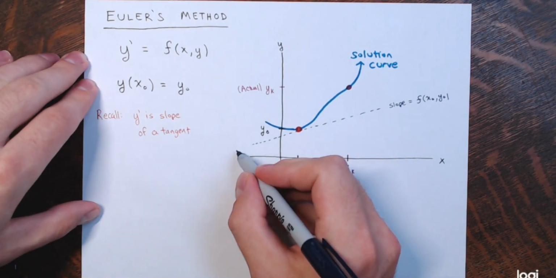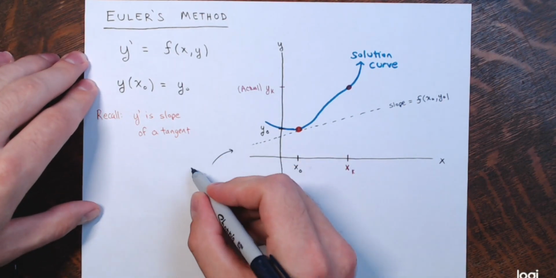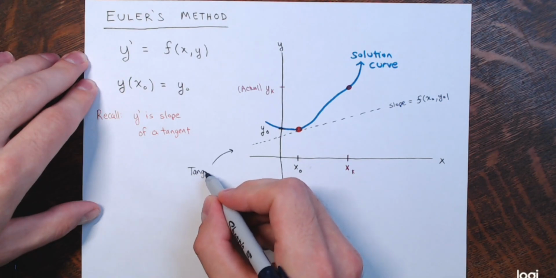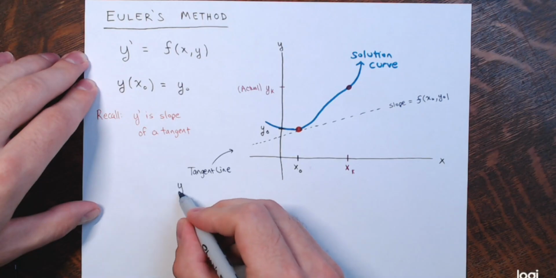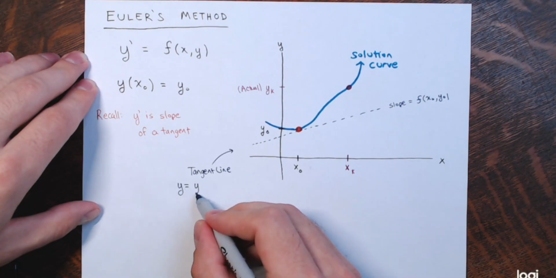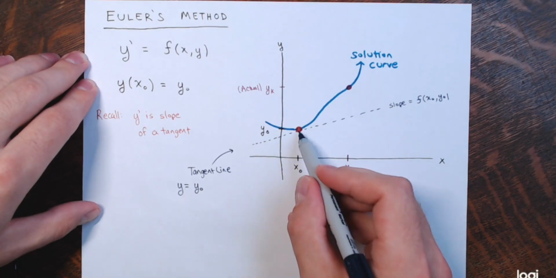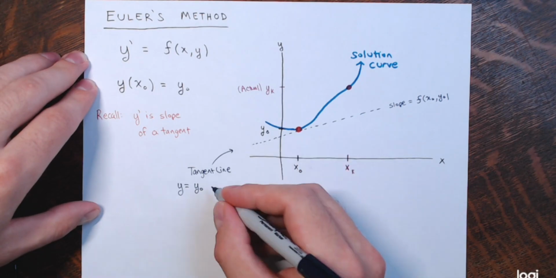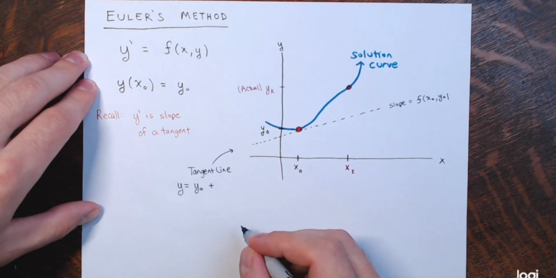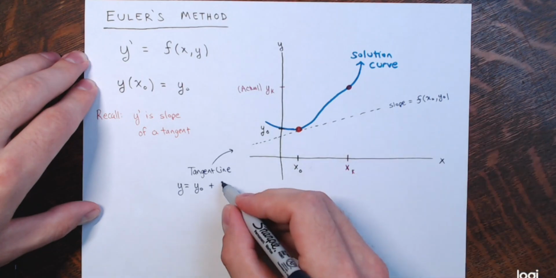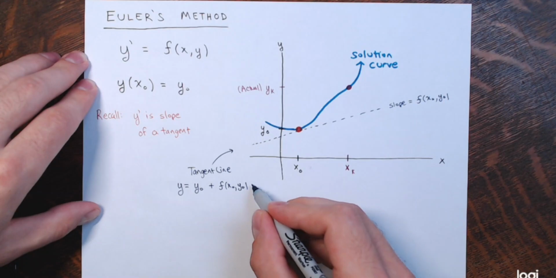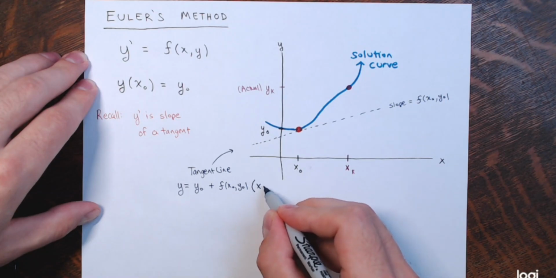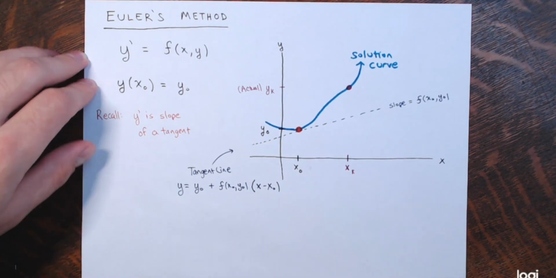And the equation of this tangent line would be the following: y equals y sub 0, the y value that you're at, plus the slope, f of x sub 0, y sub 0, times the change in x, x minus x sub 0.